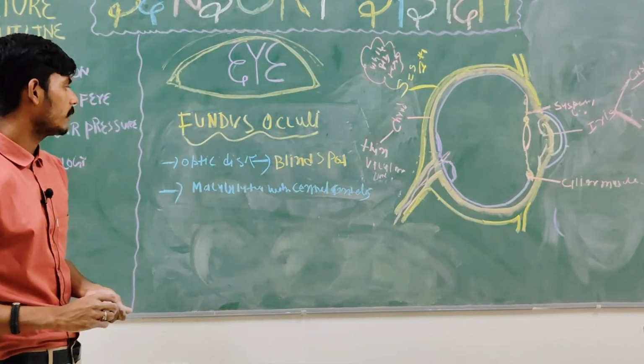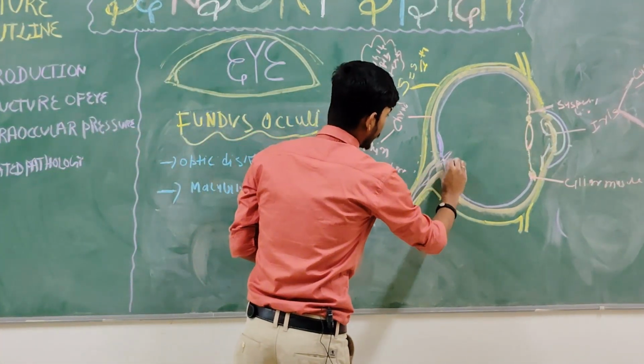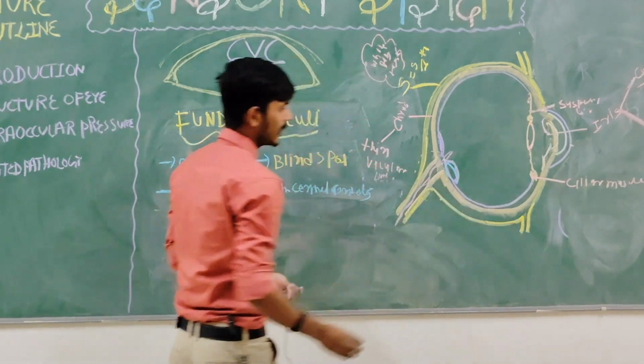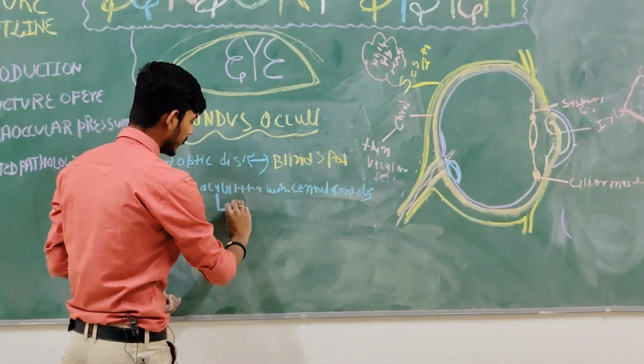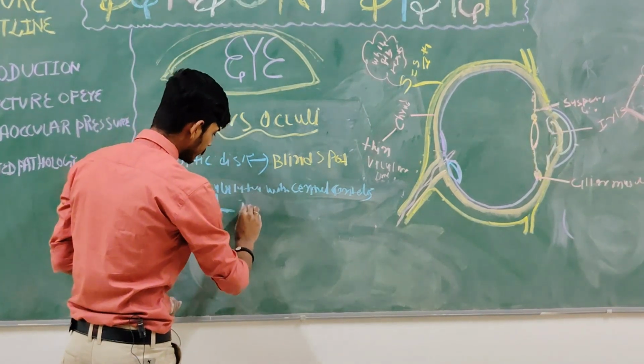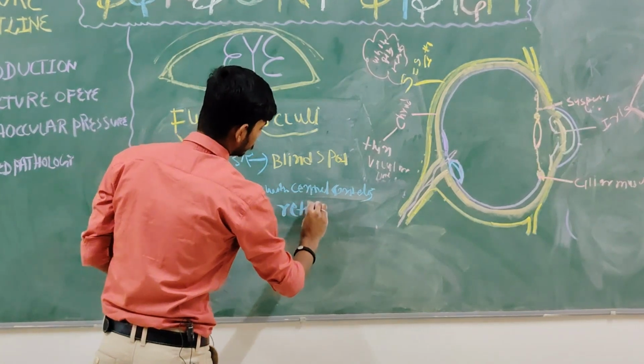Okay, macula lutea with the fovea centralis. In the macula lutea part of the eye, there is a very thin arrangement of the retina. The retina here is thin. Okay, thin retina.